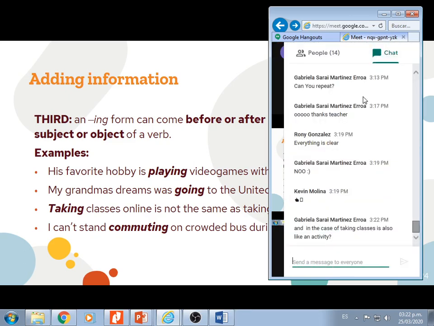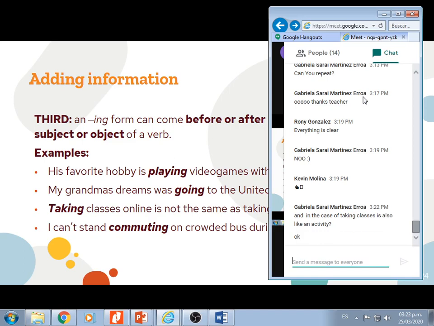Yeah, it's an activity. Taking classes. It's an action. So it's not just the verb. Taking classes, that is an action, that is an activity. Taking classes online. Someone else, guys?